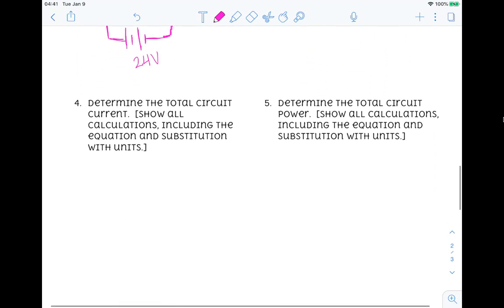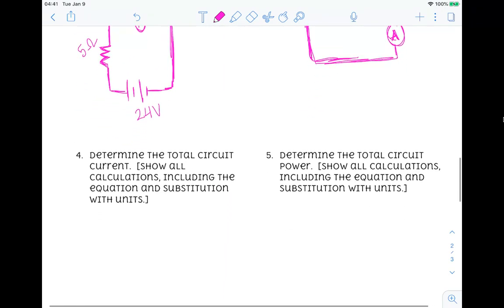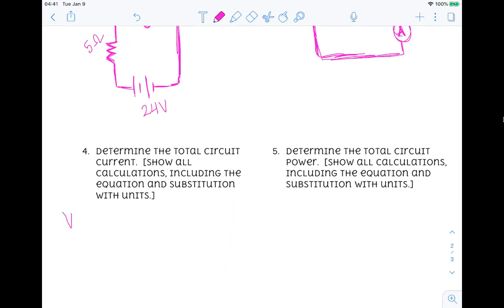For number 4, determine the total circuit current. We're looking for current, so we need to know what we have first. So they tell us that we have V, which is 24 volts. We also know that we have R, which is 5 ohms. We're looking for I. We're going to use Ohm's law to solve for this, so V equals IR. V is 24 volts equals I multiplied by 5 ohms.